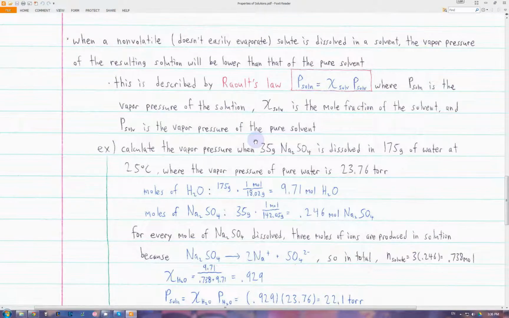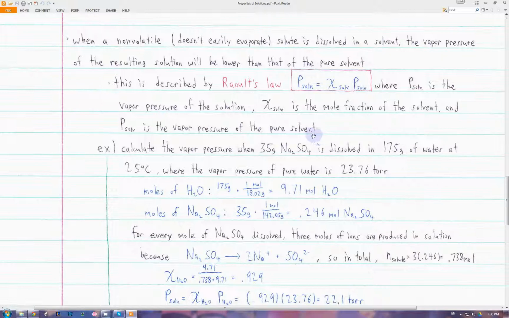So when we dissolve a non-volatile solute in a solvent to form a solution, the vapor pressure of that new solution will be lower than the vapor pressure of the original solvent just by itself. This is described by Raoult's law, which says that the vapor pressure of the new solution is equal to the mole fraction of the solvent multiplied by the original vapor pressure of the pure solvent.